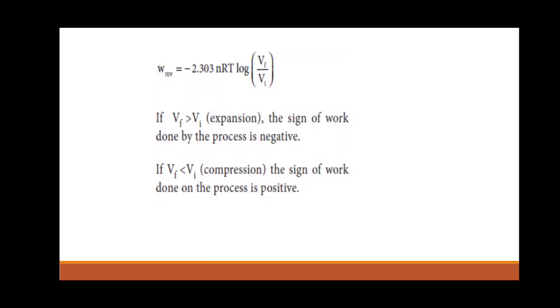Here Vf, final state of volume, is greater than initial volume, denoted as expansion. The sign of the work done by the process is negative. Expansion means final volume is greater, the sign will be negative. Compression, initial volume is greater. The sign of work done on the process is positive.